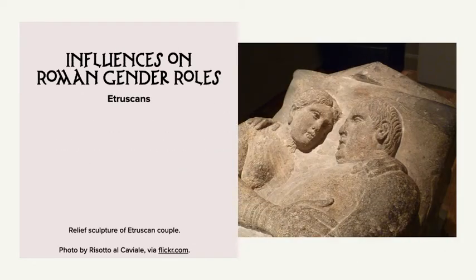Now I'd like to have a look at a couple of key cultures which had an influence on ideas and values around gender in ancient Rome. So the first is the Etruscans. This was an earlier Italian culture and a neighbour of early Rome. So this was an older culture who pre-existed the Romans.